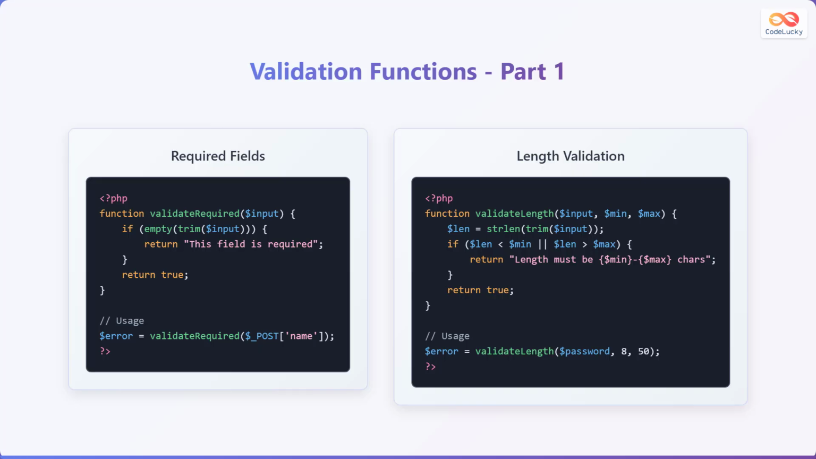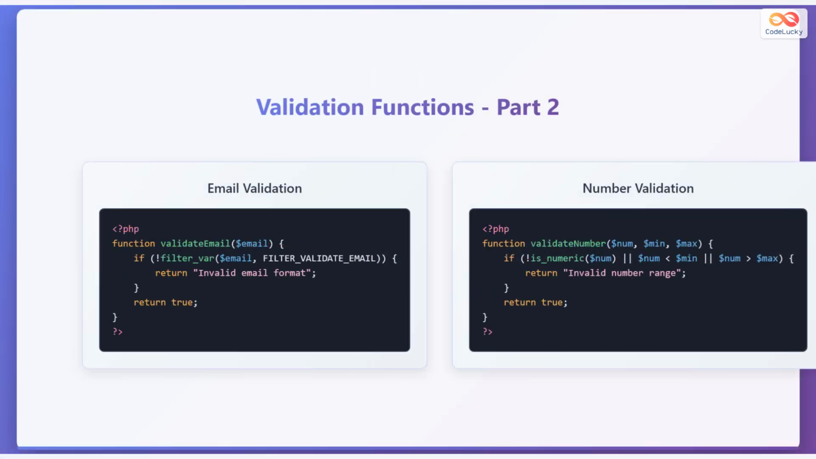Next, let's look at length validation. The validateLength function takes an input, a minimum length, and a maximum length. It calculates the length of the trimmed input. If the length is less than the minimum, or greater than the maximum, it returns a message indicating the required length range. Otherwise, it returns true. For usage, call validateLength, providing the password and the minimum and maximum allowed lengths.